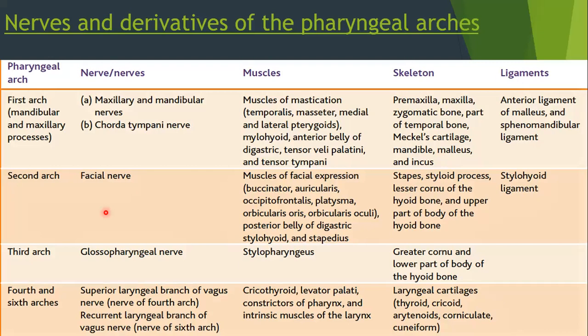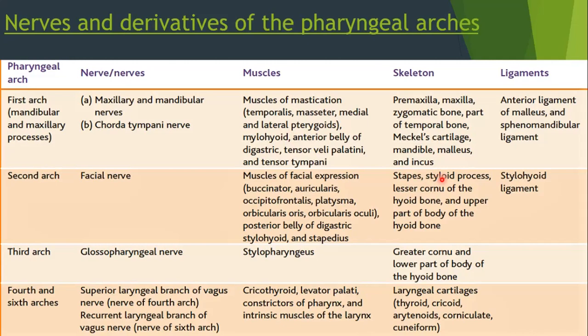The muscles derived from the core of mesoderm, from paraxial mesoderm, are the muscles of facial expression, the ones I've put in bracket, and others, also the posterior belly of the digastric, also the stylohyoid muscle, also the stapedius. All of them are innervated by facial nerve.